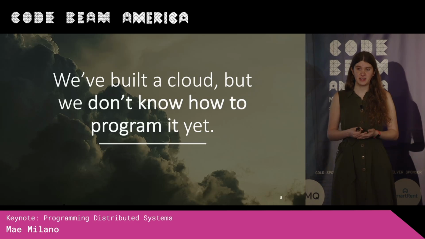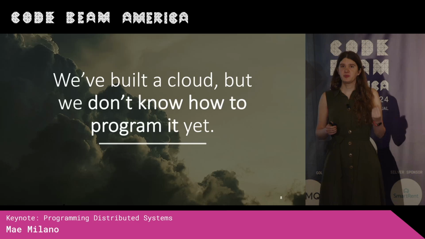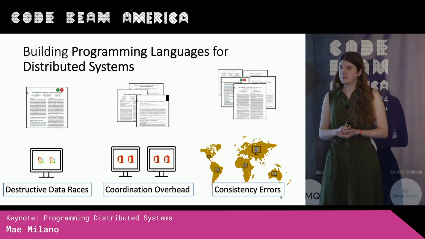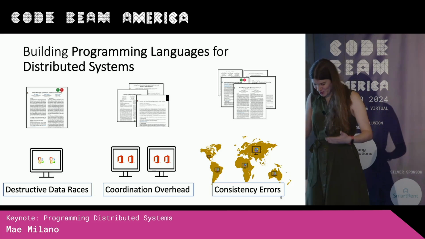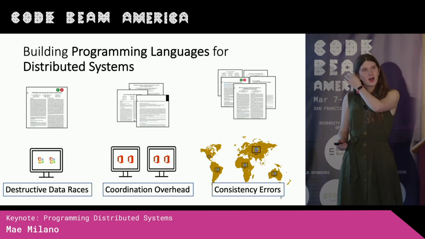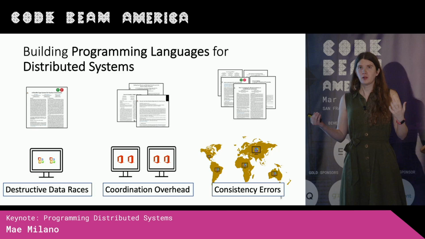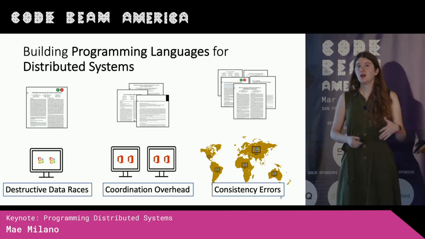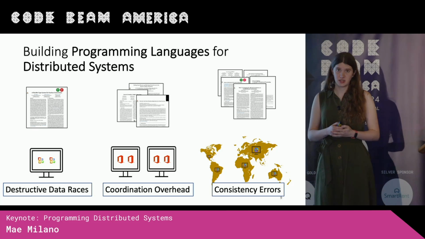This is where we are today. We've built a cloud, yes, and we've put our presentation software in it, but we don't yet know how to actually program it effectively. This is where my work comes in. I'm here today to take you on a short tour of some of the work that I've done in this space, solving the problems of programming at scale by solving everything from destructive data races on single machine computers to handling coordination overhead and consistency errors in large-scale distributed systems.